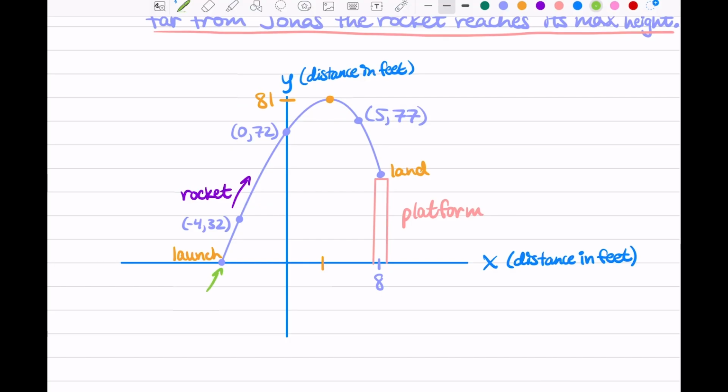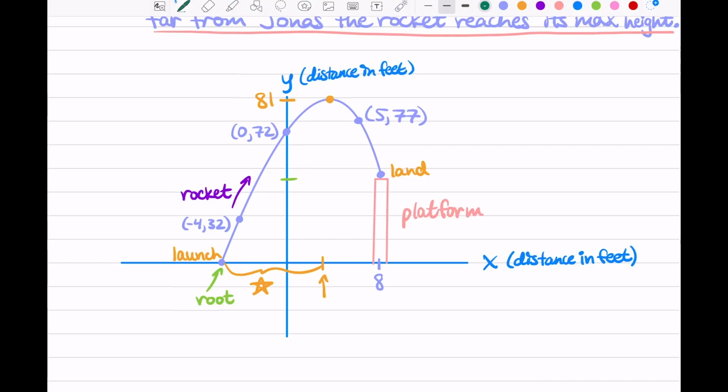Additionally, we have this launch position. We can think of that as the root of the parabola. The question's asking us two things. First, what is the height of our platform? And second, how far from Jonas does the rocket reach its max height? So our rocket reaches its max height right here. That's the x-coordinate, so we want to find this distance. And again, this is a lot of information, so let's take it one step at a time.